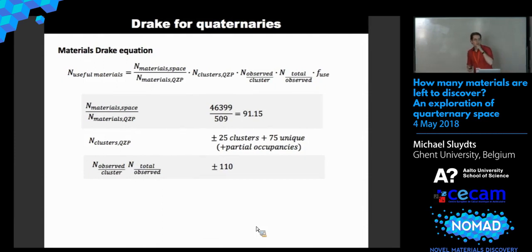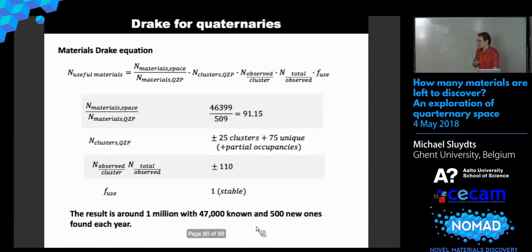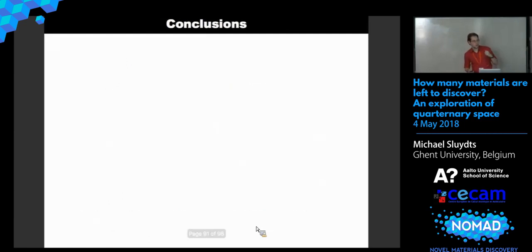And then on the previous slide, we saw that the number observed per cluster, corrected with the total number for the observed, gives you the total number for each cluster, which was about 110 materials for each. If we multiply these, with the fraction that is useful, in our case 1, since we are just looking for stable materials, we get about 1 million materials remaining in quaternary space, of which 47,000 are known and 500 new ones are found each year. While this is an extremely rough estimate, it's likely an underestimation since there is still a lot of exploring to do.